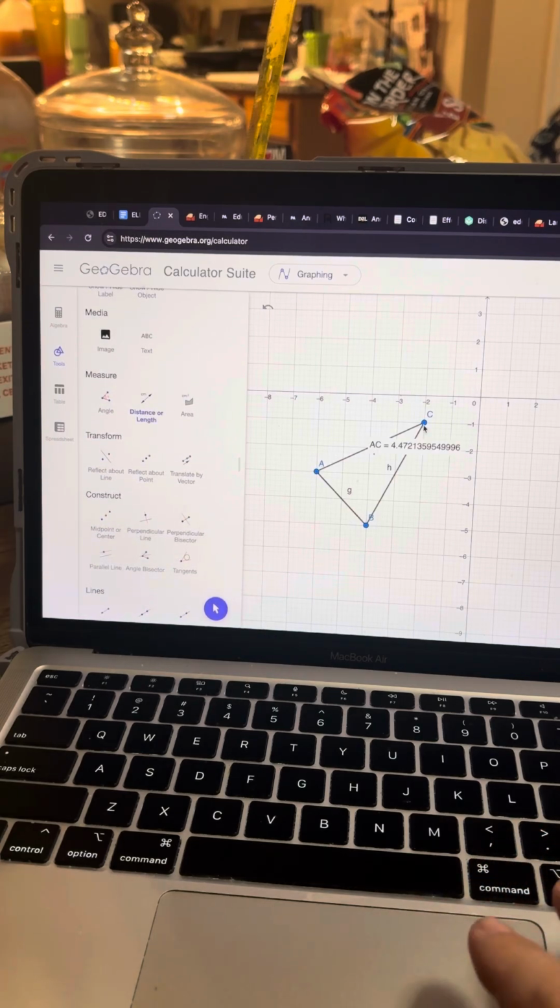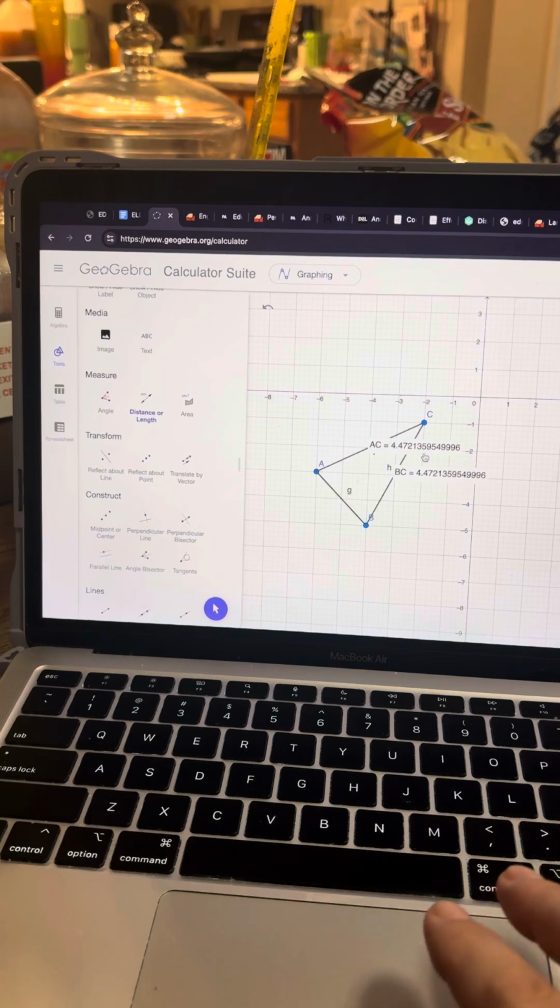You can see that A to C is 4.47213569, right? The same for A to C and B to C, so they're exactly the same size. That makes one angle greater than 90 degrees, one obtuse angle, and two equal sides. So it's an obtuse isosceles triangle because the two sides are equal and one angle is more than 90 degrees.